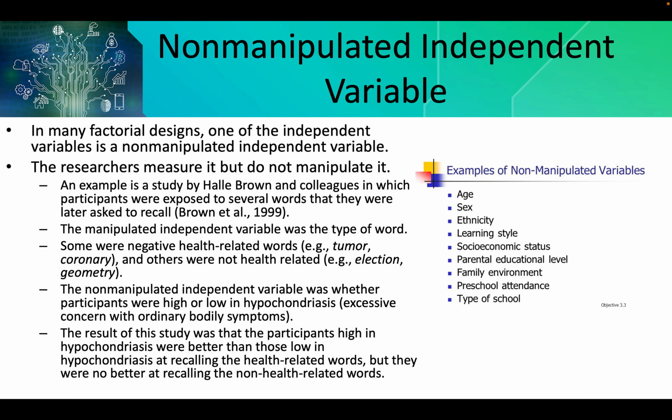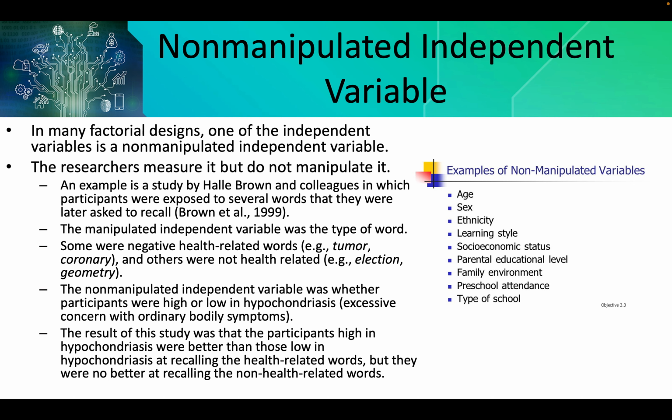In many factorial designs, one of the independent variables is a non-manipulated independent variable. The researchers measure it but do not manipulate it. An example is a study by Hallie Brown and colleagues in which participants were exposed to several words they were later asked to recall. The manipulated independent variable was a type of word. Some were negative health-related words, tumor, coronary, and others were not health-related, election, geometry.